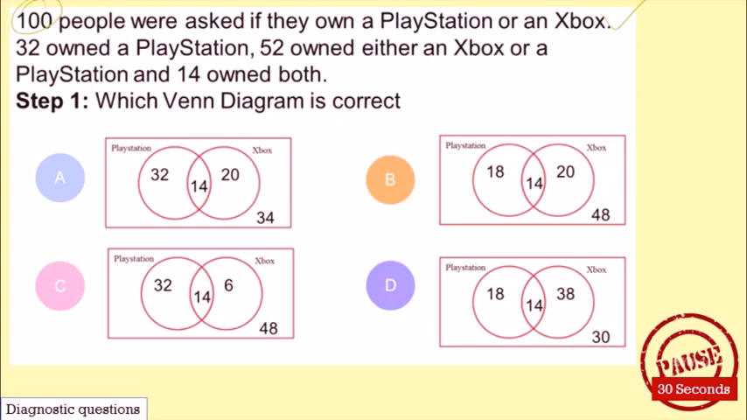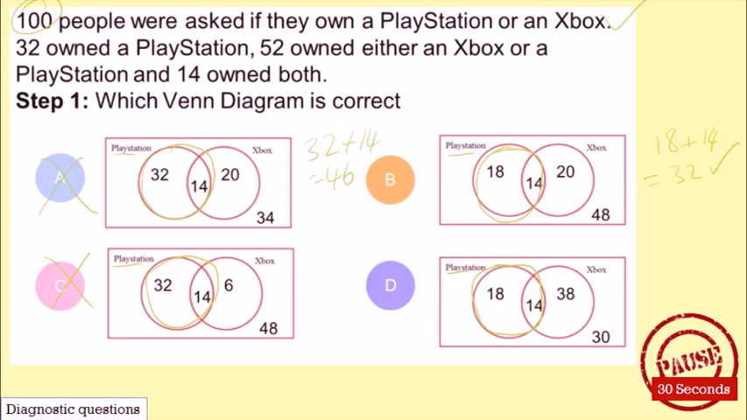32 people owned a PlayStation. So that is the left hand side. The left hand side of each diagram tells me how many people owned a PlayStation. So 18 plus 14 is 32. But 32 plus 14 is 46. So therefore, A and C can't be correct.